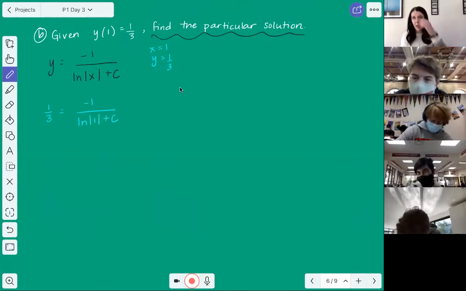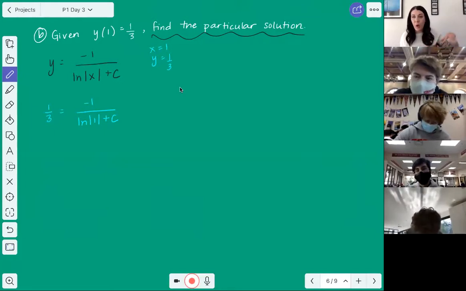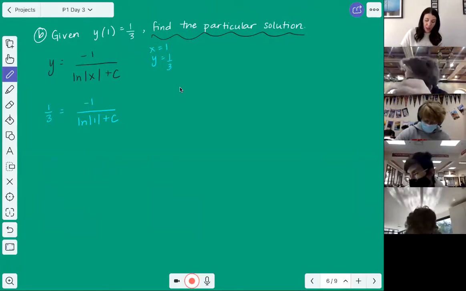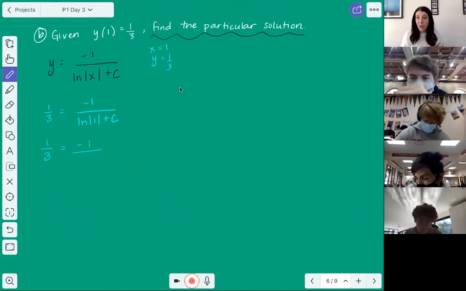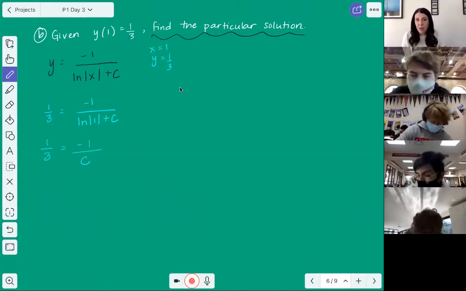See, all this pre-calc knowledge is coming back. You have to know what ln of 1 is. Again, I said this would definitely be on the no calculator section. Ln of 1 means e raised to what power is equal to 1. So that would be 0. So we get 1/3 is equal to -1 over 0 plus c, so just a c. And now we're trying to solve for c.